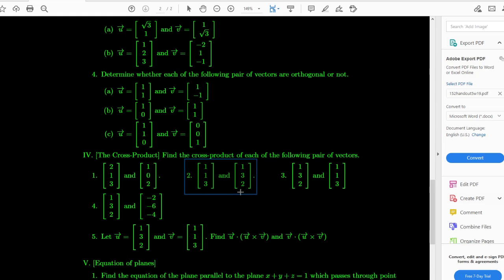Again, please try question number 2. In question 2, I want you to compute the cross product of these two vectors, 1, 1, 3 and 1, 3, 2. I will give you 2 or 3 minutes. After you are done, just write the answer to question 2 in the chat, please.